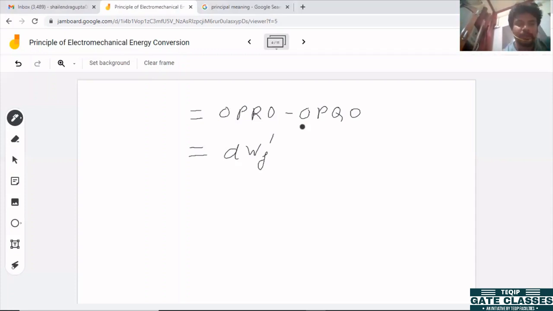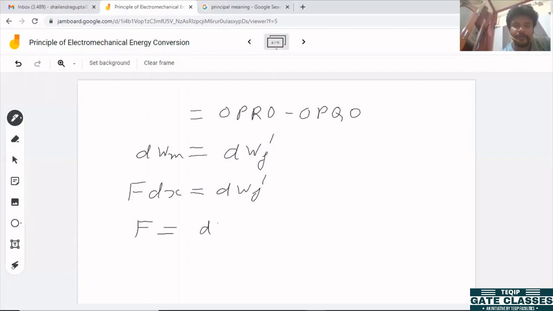So our mechanical energy is equal to the change in co-energy. If we write this mechanical energy in terms of force and displacement, let us say F dx, then we can easily identify force to be d Wf dash upon dx. And mind you, here the current is constant.